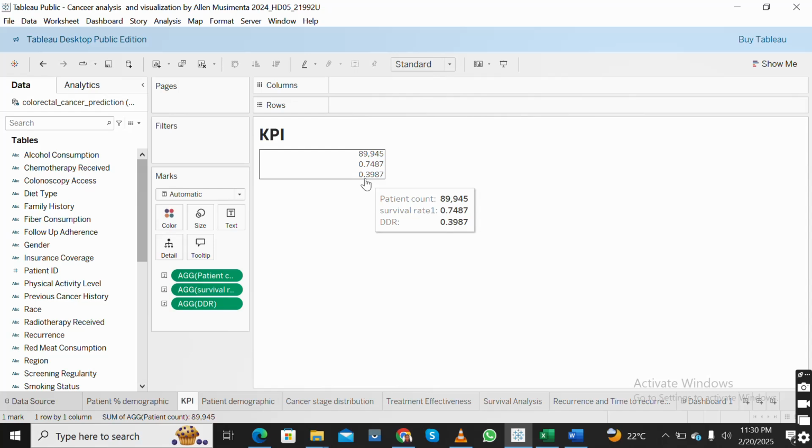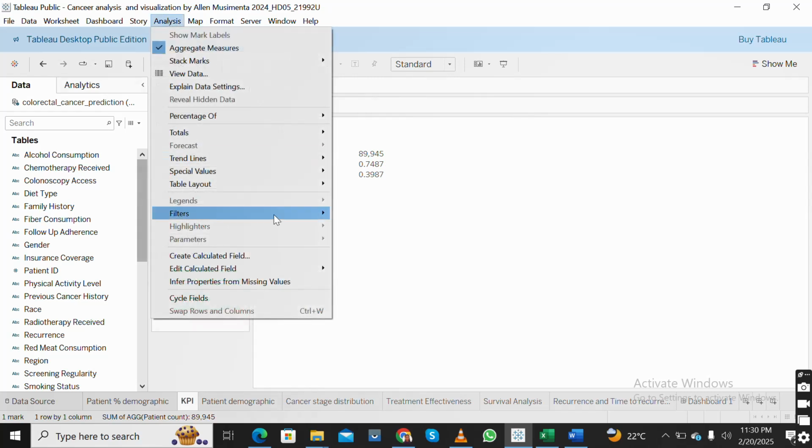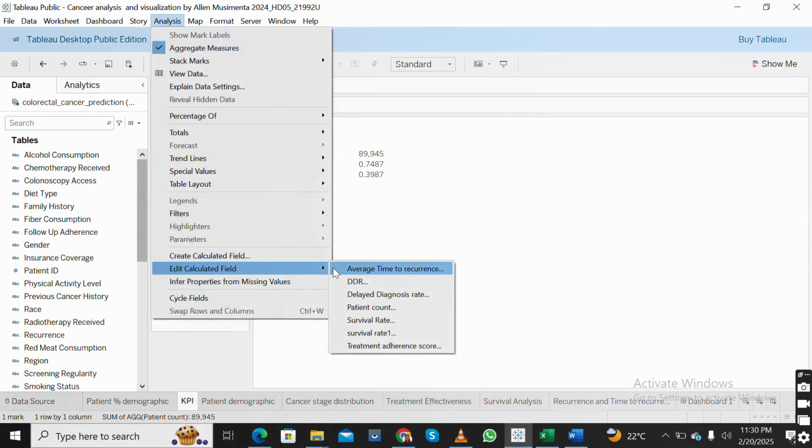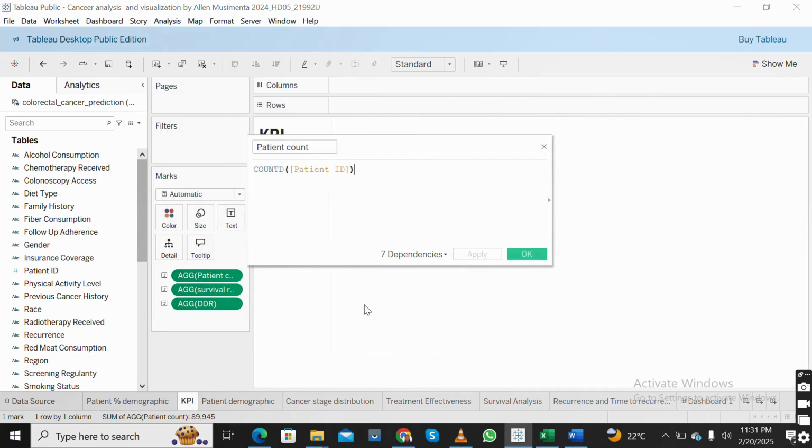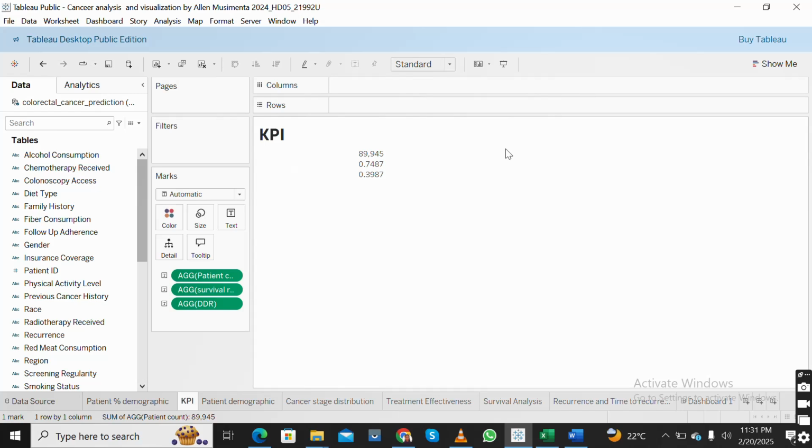With that, many things are happening. You can go to edit and you're able to see the different calculations that I have managed to do, where we start with the patient count. You go to count and then you're able to select, and then you add this so it will count for you the different number. Then there is also the survival rate.